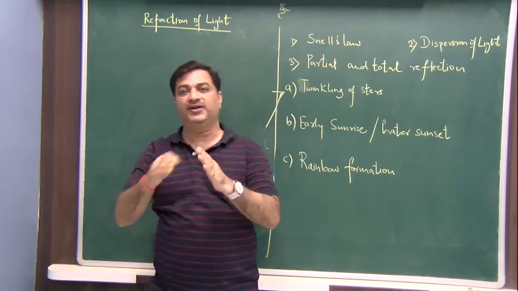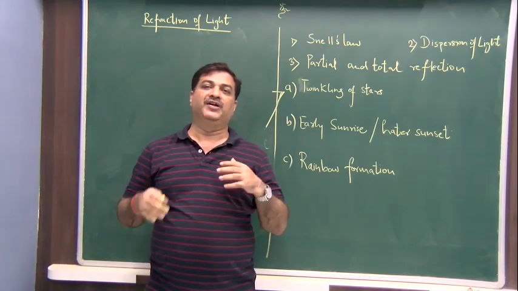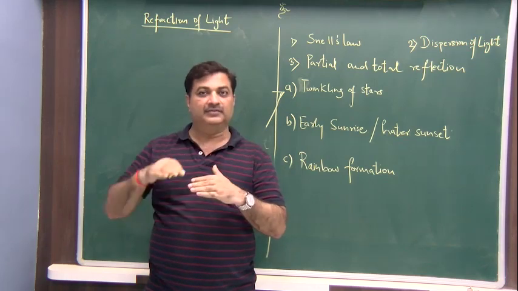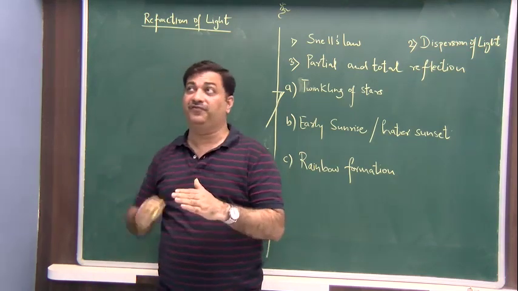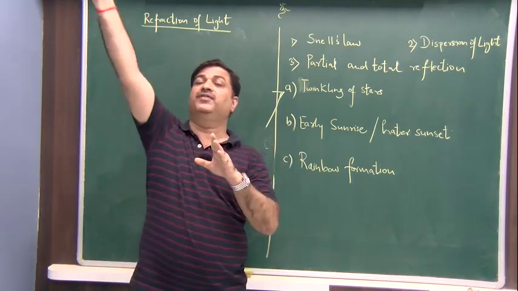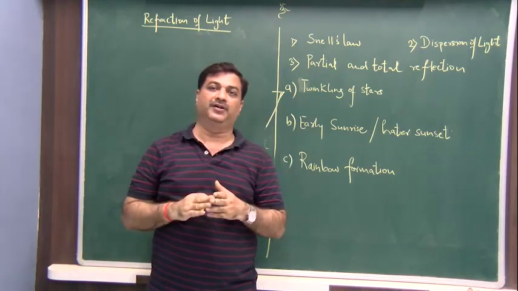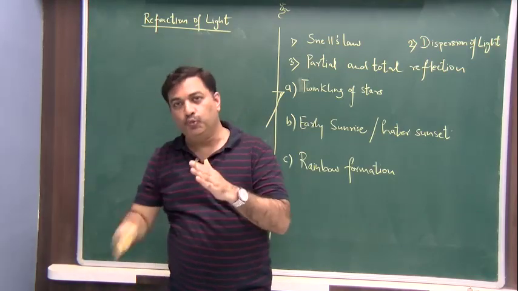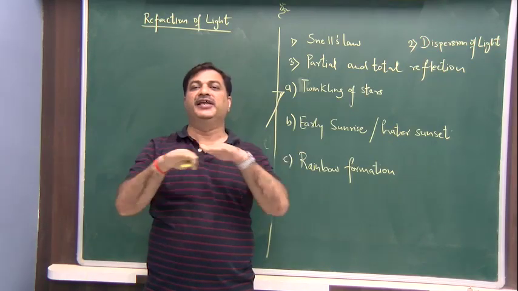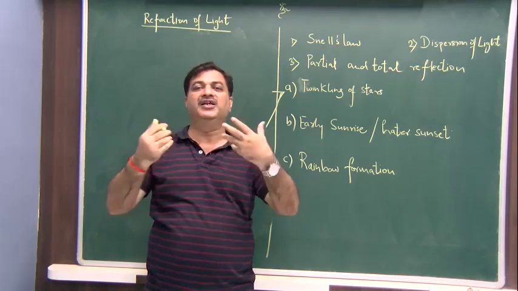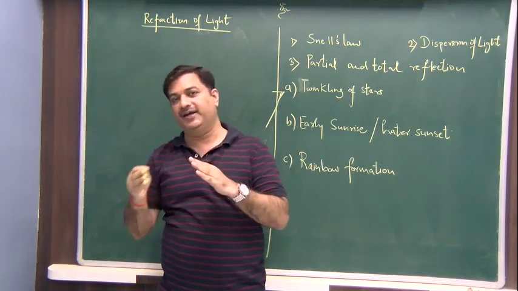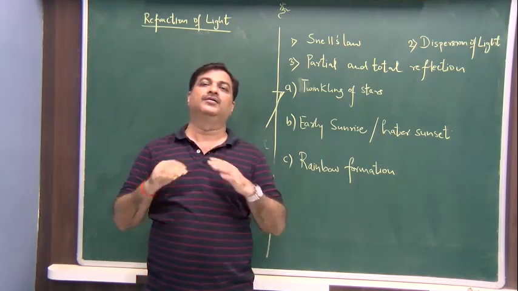So maybe 80% passed, and 20% got reflected. Okay? If the surface is harder and the transparency is less, then maybe 60% gets refracted and 40% gets reflected. If it is highly transparent, then 90% will get out, 10% will get reflected. 98% may go out, 2% may get reflected. Okay, so depending upon the nature of the surfaces and the mediums involved, the percentage of the light going out and the percentage of the light getting reflected back are different.